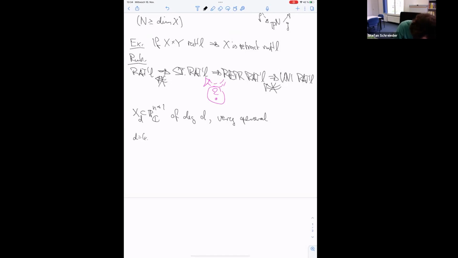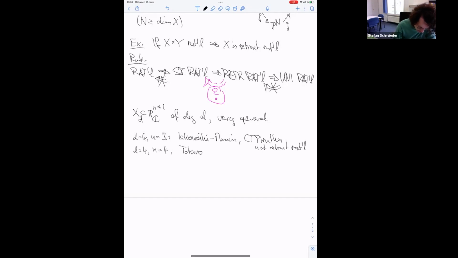quartic, where D is 4 and N is 3. This has been done by Iskovskikh-Manin. They proved that these hypersurfaces are not rational. And then Colliot-Thélène and Pirutka much later proved that they are not stably rational, in fact not retract rational. And then still degree 4, but now dimension 4 has been done by Totaro. And again, he can prove that they are not retract rational.